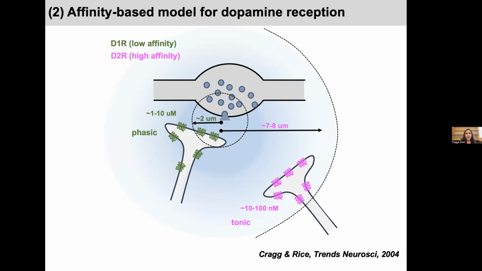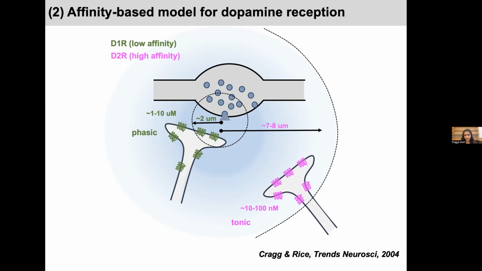The second evidence comes from affinity-based models, which, as the name suggests, are based on the low and high affinities of D1 and D2 type receptors, respectively, found from in vitro studies. So together with concentrations of dopamine from the site of release, which is fairly high, at the site of release and diffuses as you move further away, possible distances of these receptors were calculated. And as a consequence, diagrams were constructed, leading to the view that D1 type receptors are closer to axons within 2 microns compared to D2Rs, which are further away and within 7 to 8 microns.